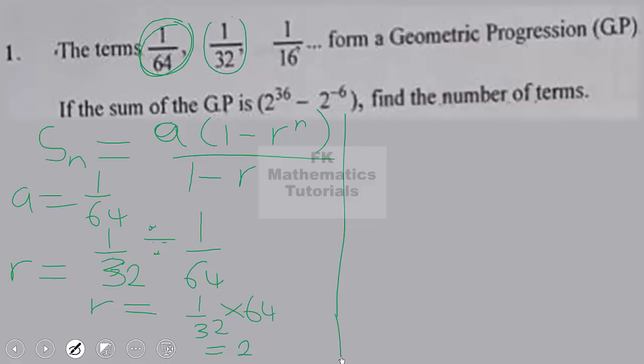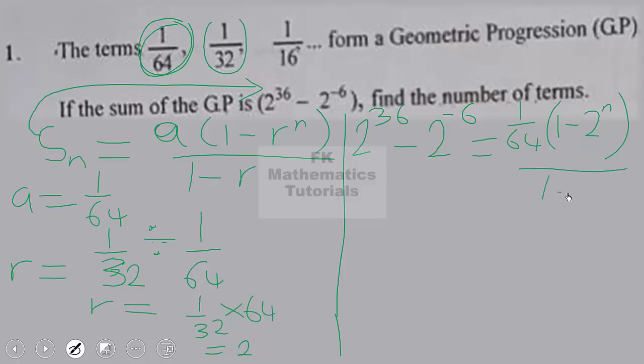Now we substitute the values. S sub n is now equal to this. So we substitute: 2 exponent 36 minus 2 exponent negative 6 is equal to A, which is 1/64, into bracket 1 minus 2 exponent n, all over 1 minus 2.